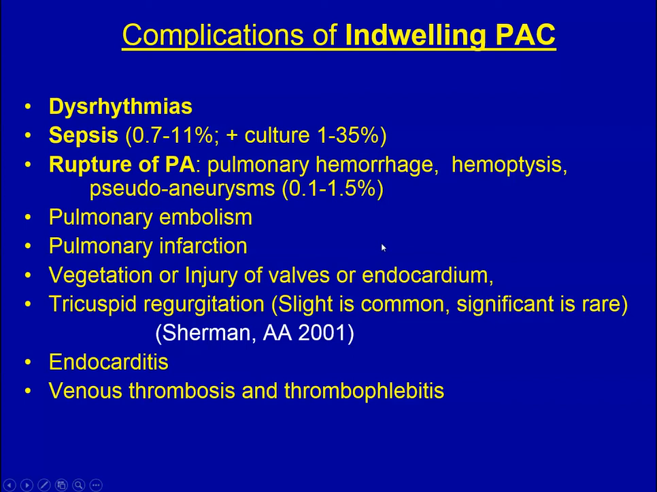Next there are the complications associated with an indwelling pulmonary artery catheter, and these prominently include dysrhythmias, sepsis, and rupture of the pulmonary artery, but there are additional complications mentioned below.